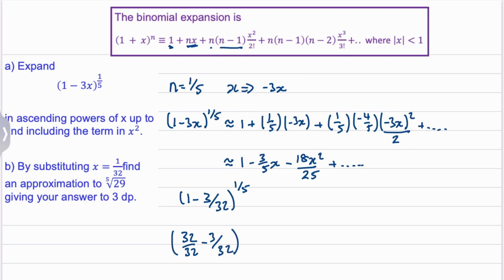And when you raise this to a power of 1/5, you can see we get 32 minus 3, which is (29/32) to a power of 1/5. And then if we take the fifth root of the numerator and denominator, we get the fifth root of 29 divided by the fifth root of 32, which is 2. And we know that this will be equal to our expansion. So we just need to substitute in 1/32 into the x term and the x squared term.